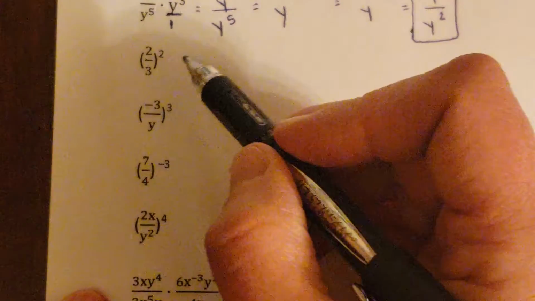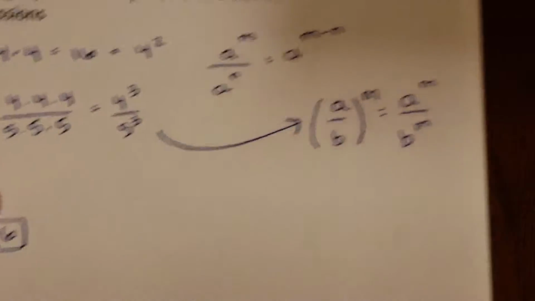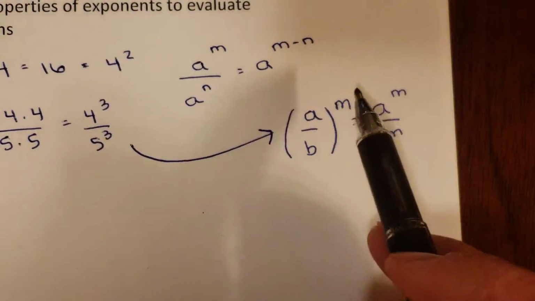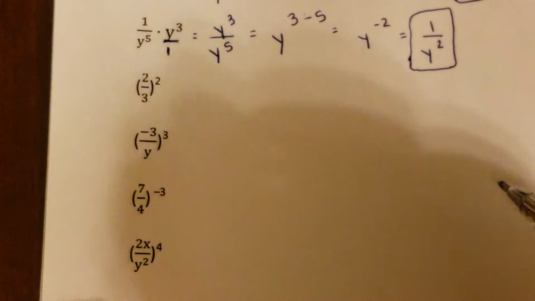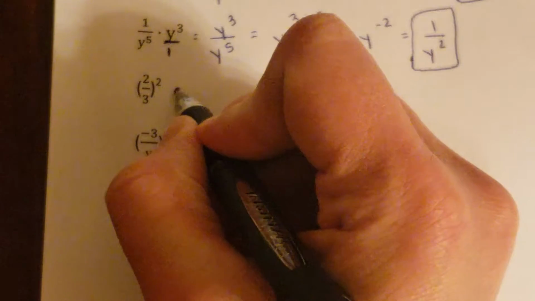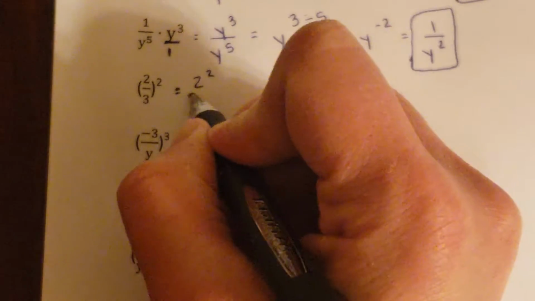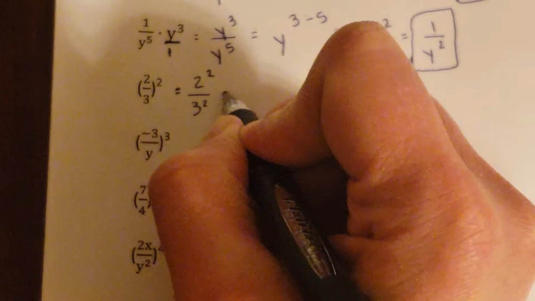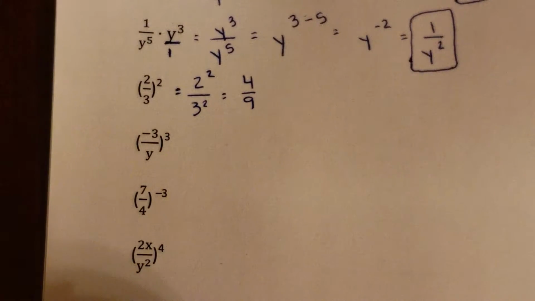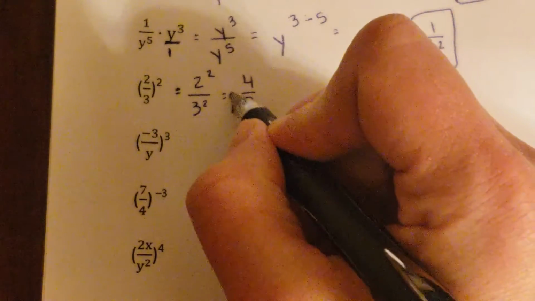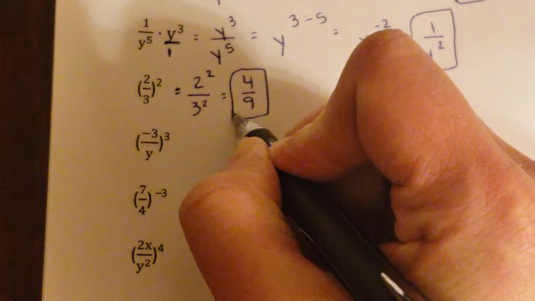Okay, so we learned in our rule here that the exponent on the outside of the parentheses goes to everything inside of the parentheses, and that includes the numerator and the denominator of a fraction. So this means 2 squared over 3 squared, or 4 over 9. And that can't be reduced any further, so that's the end. That's what it is.